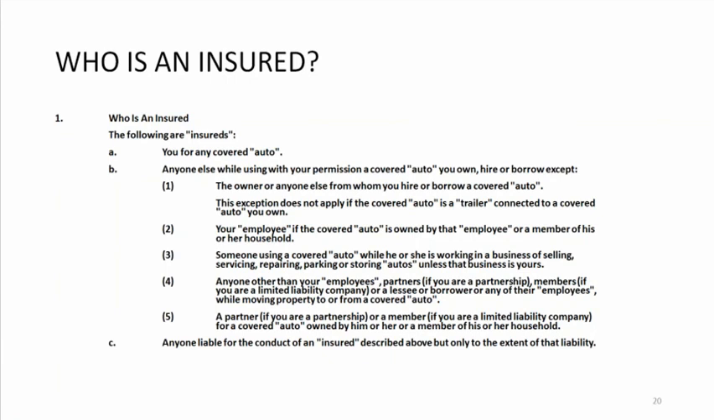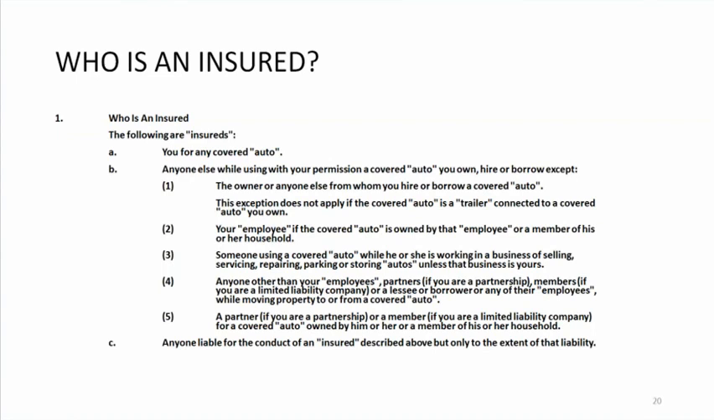And the fifth one is partners. We treat them just like employees. Partners for personally owned vehicles, the partner will not be covered. The partnership will still be there. So when we look at here under B, anyone else while using with your permission, anyone else can include an employee, independent contractor, anyone else that you say, here, you can use my vehicle. It could be the power unit or the trailer, which we'll talk about some later.